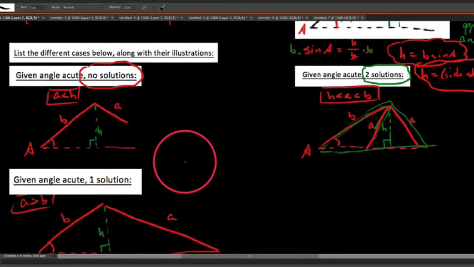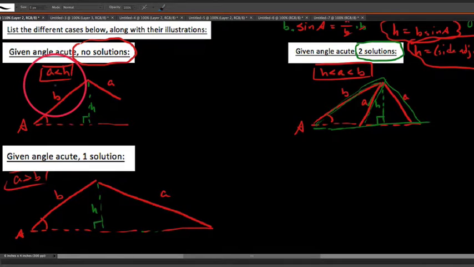Is A bigger than h or smaller than h? If it's smaller, then we have no solutions. But if it's bigger, is it also smaller than the side length adjacent to our given angle? Or is it just longer than our side length adjacent to our given angle? And we can determine two solutions or one solution.